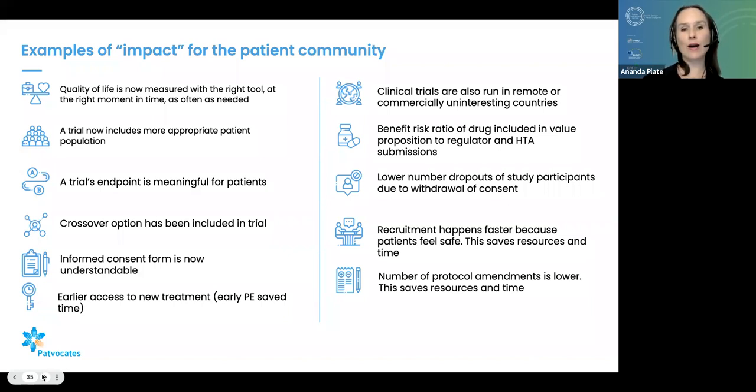Also, lower dropouts of study participants because they don't withdraw their consent. Also the fact that recruitment happens faster, because when patient engagement happens, we have the hypothesis that patients feel safer, and this obviously saves resources and time, so win-win. And then, as I mentioned before, the number of protocol amendments is lower.